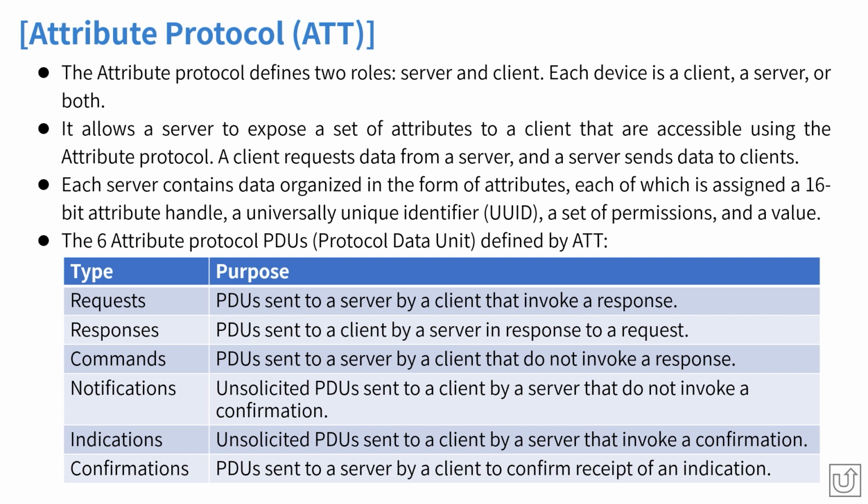The 6 attribute protocol PDUs defined by ATT: request, response, command, notification, indication, and confirmation. Requests are sent to a server by a client and invoke a response. Responses are sent to a client by a server in response to a request. Commands are sent to a server by a client and do not invoke a response. Unsolicited notifications are sent to a client by a server and do not invoke a confirmation. Unsolicited indications are sent to a client by a server and invoke a confirmation. Confirmations are sent to a server by a client to confirm receipt of an indication.